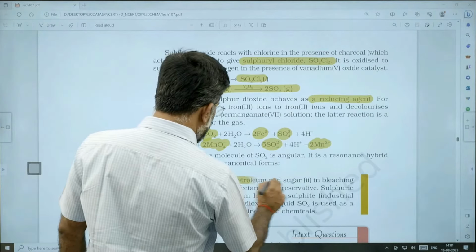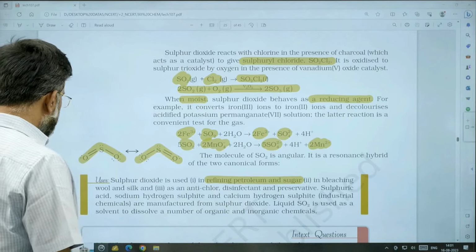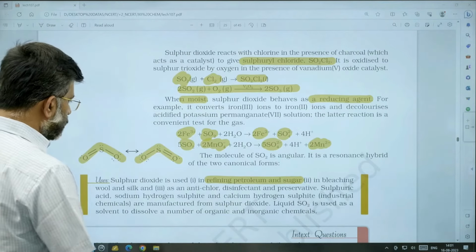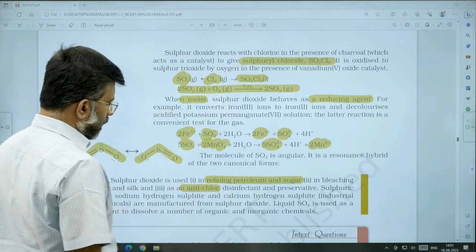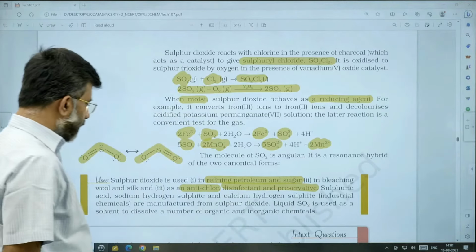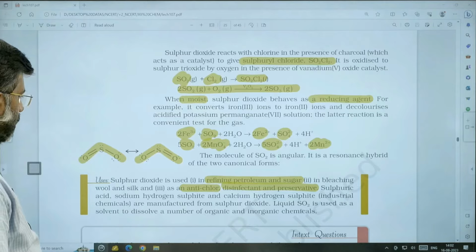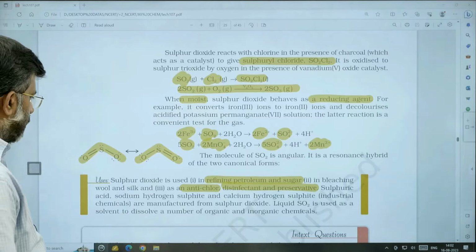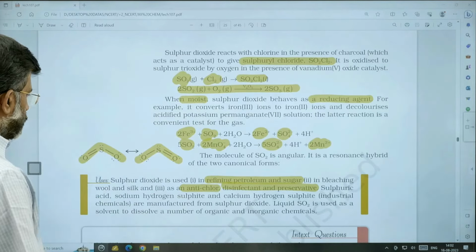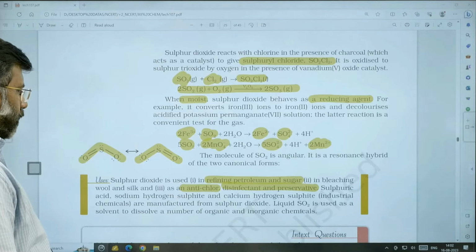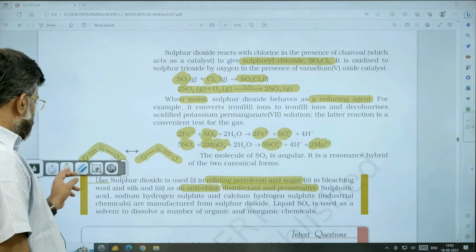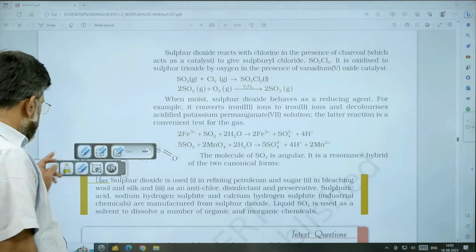It is used in refining of petroleum and sugar, and in bleaching wool and silk. It is used as an anti-chlor, disinfectant and preservative. It is used in manufacturing sulfuric acid, sodium hydrogen sulfate, etc. Liquid SO2 is used as a solvent to dissolve a number of organic and inorganic chemicals. That is about SO2.